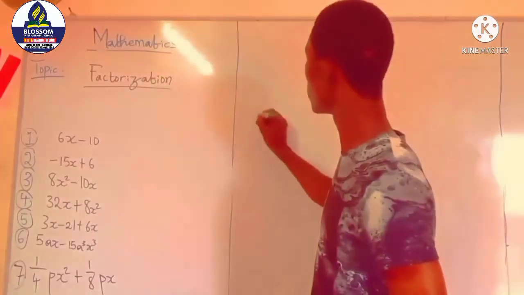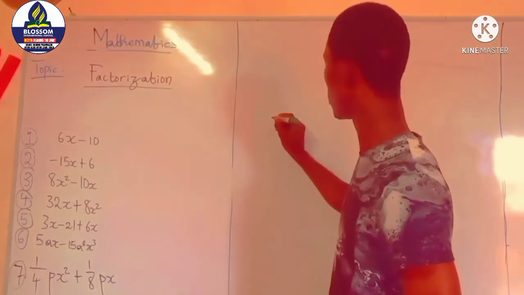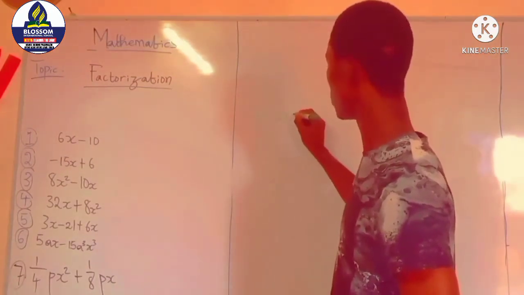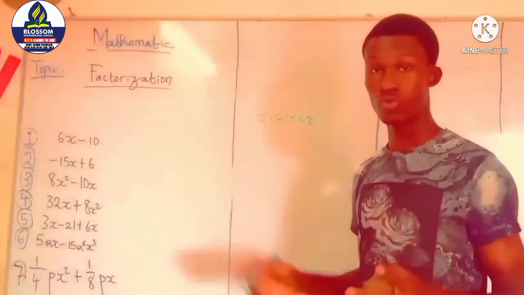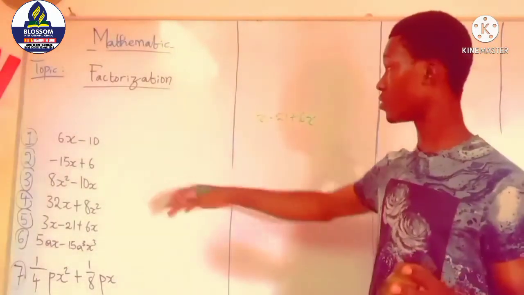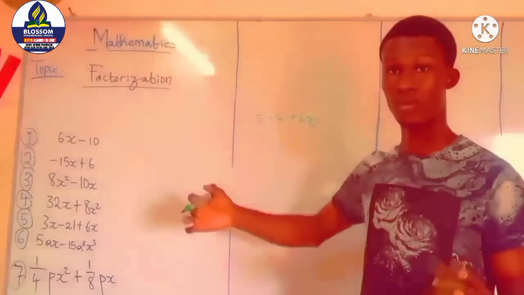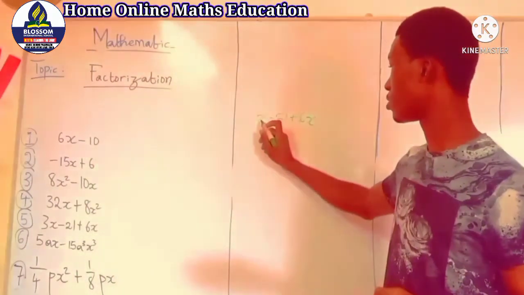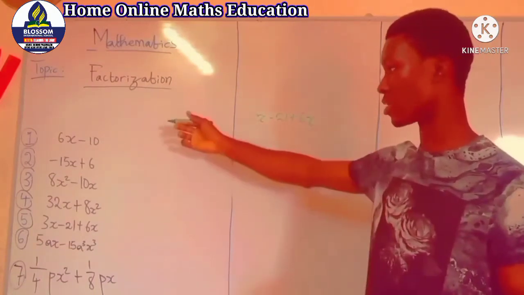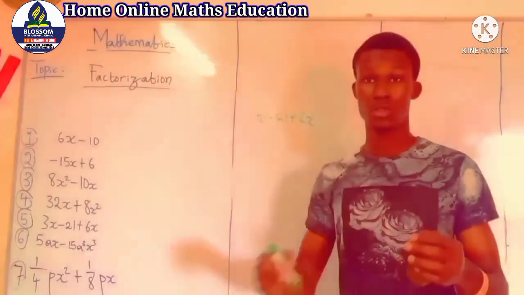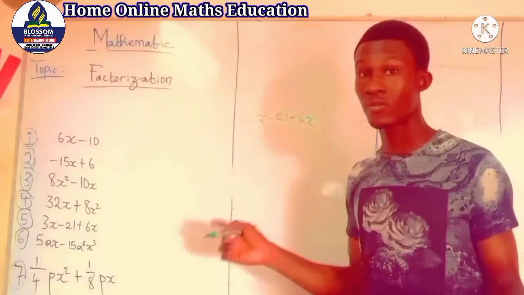We have 3x minus 21 plus 6x. What are we going to do over here? Now, like the other ones, this one seems to be a little bit different from them, because this has 3x and then minus 21 plus 6x, which is not like that already. The other ones are only having 2 values, but this is having 3 values.